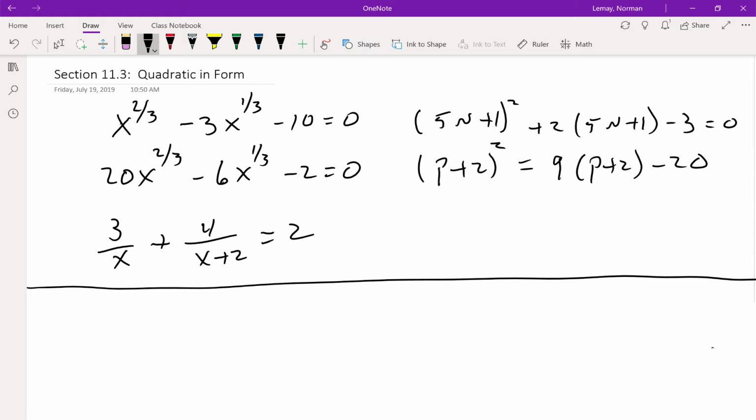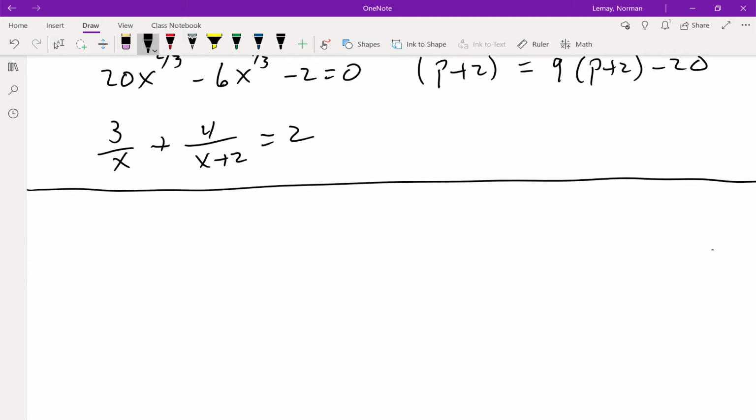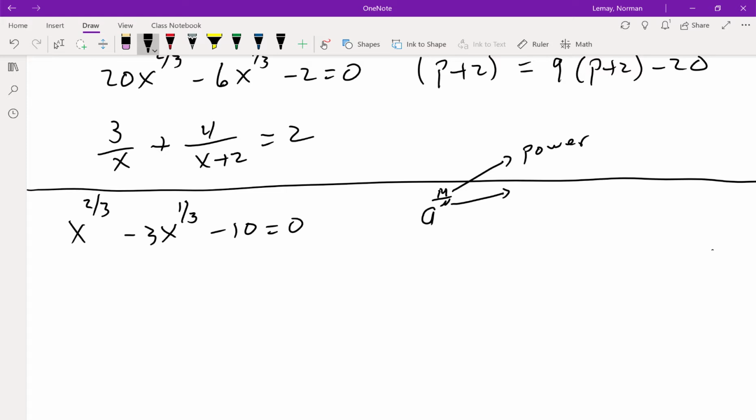So let's take a look at the down and dirties of number 1 here. So x to the 2/3 minus 3x to the 1/3 minus 10 equals 0. So let's just recall that when we have rational exponents, a to the m over n, the numerator m is the power that we're going to raise that base to, and n is the index, the index of the radical. So here we can see that this x to the 2/3 is really x squared, and then we take the cube root. And notice here that this is just an x.